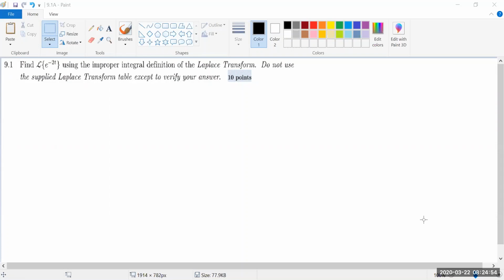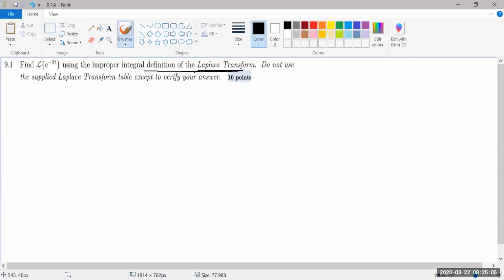This is 9.1a on Laplace transforms. So we're told specifically that we cannot use our table of Laplace transforms for this problem. And we have to use the true definition of a Laplace transform, which is that of an improper integral. So we know that this is the definition of a Laplace transform, an improper integral.